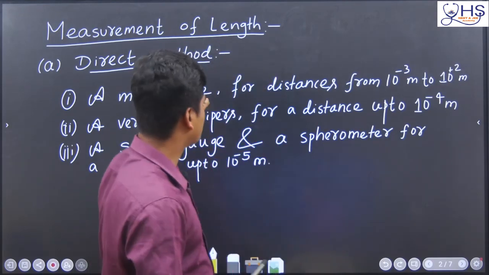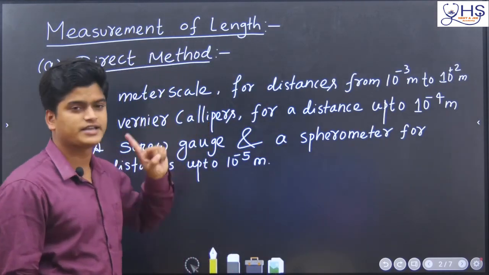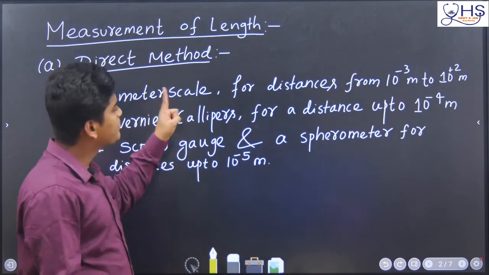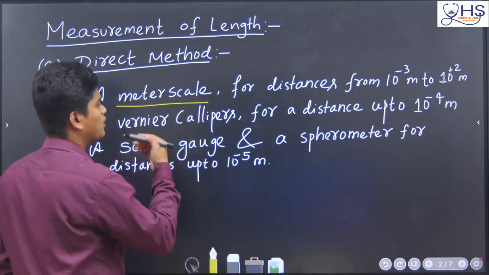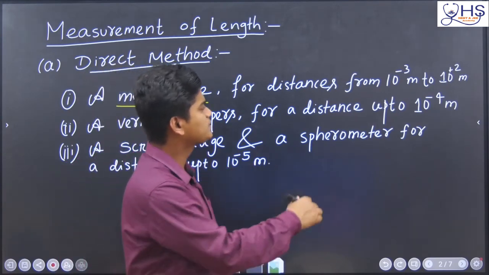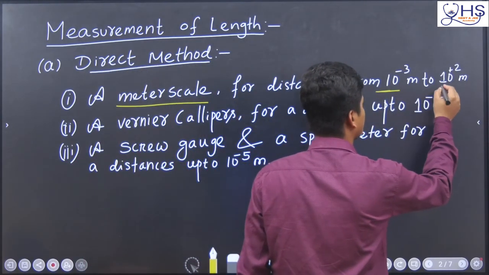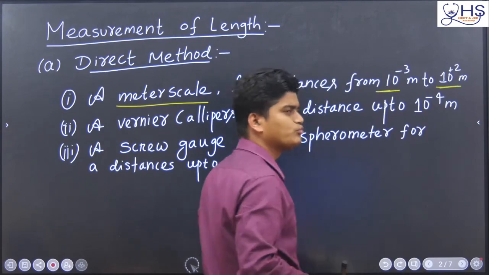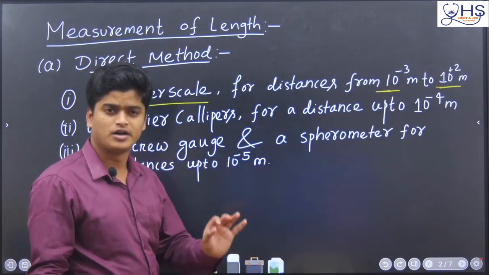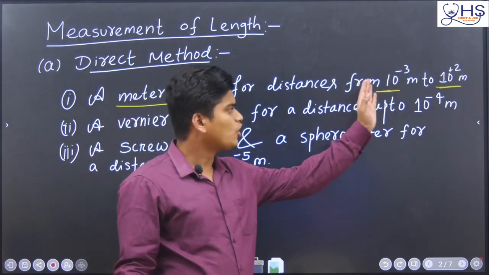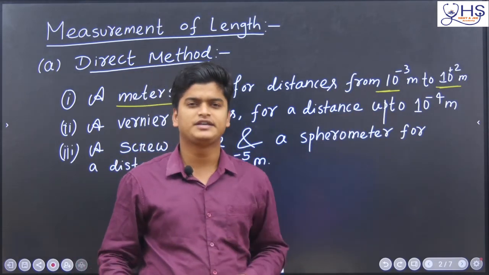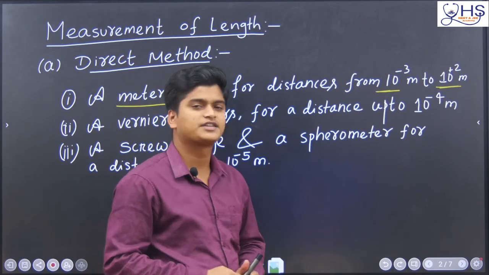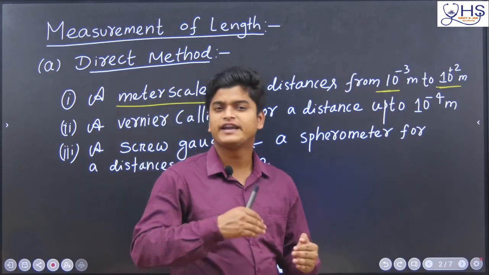So in the direct method we have the meter scale. The meter scale is one instrument, and you can measure up to what? You can measure from 10 to the power minus 3 meter to 10 to the power 2 meter. This is the range you can measure with a meter scale. Below this you cannot measure; less than 10 to the power minus 3 meter you cannot measure with the meter scale. For that you need a different instrument.